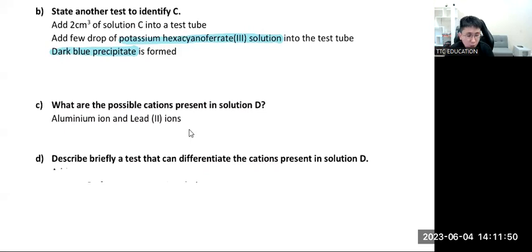Okay. Usually the question after this one is to ask you how to test. Briefly describe a test that can differentiate the cation ions present in solution D. Right now, your answer is Al3+ and Pb2+, so you still don't have a final answer. So how do you get your final answer?